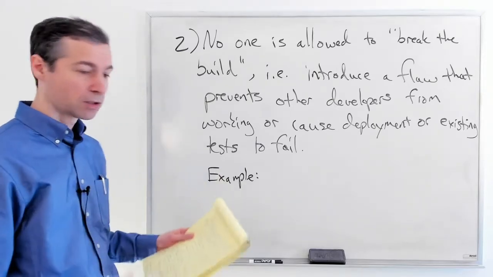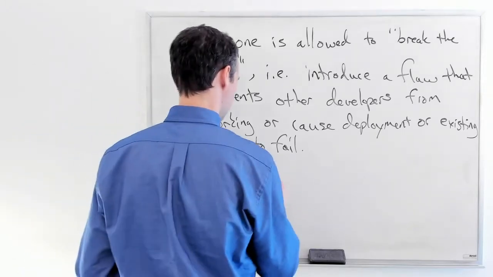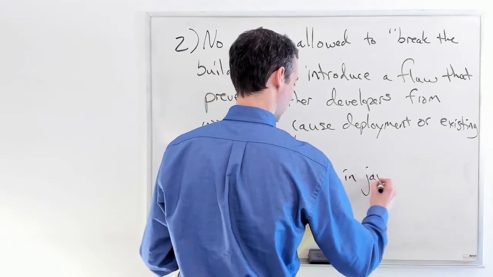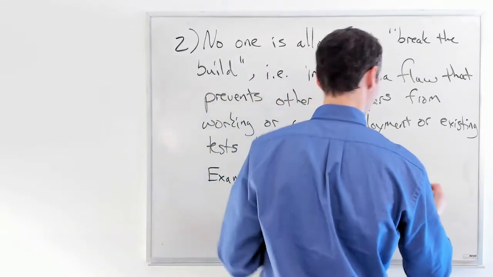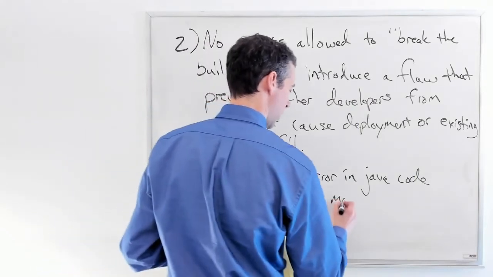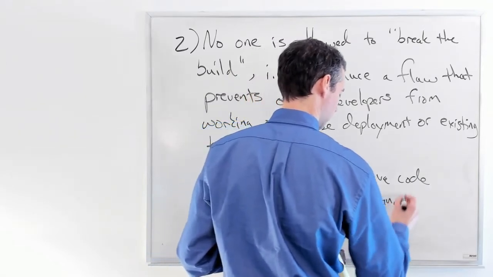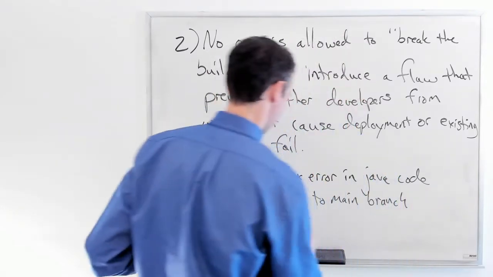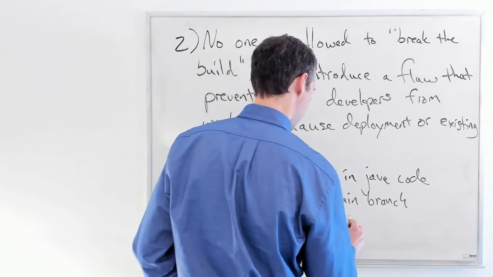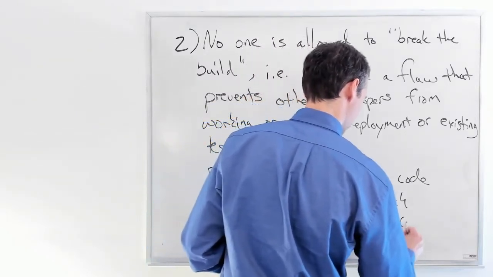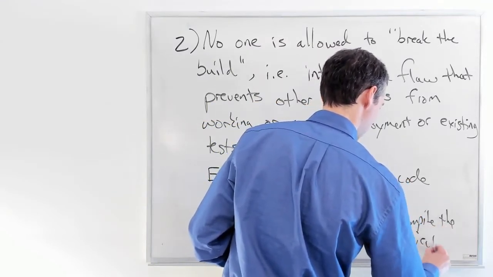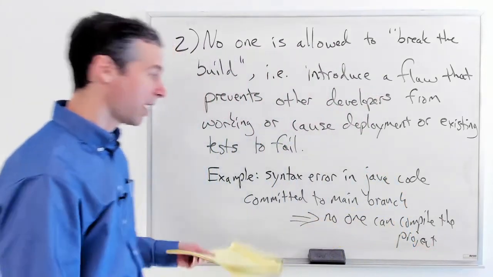Take, for example, Java. You write the code and you have to say build, and then you're actually able to run it. It has to compile first, and you'll end up with these syntax errors, okay? So let's say you have a syntax error in Java code that's committed to the main branch. Well, when everyone else gets a copy of that and they try to use it, no one can compile. So no one can compile the project. And that is really bad, okay? That is a broken build.